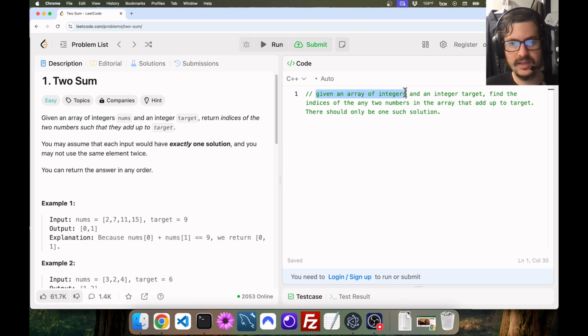Given a list of student data, find the average. Output the average. Then there's additional information: there should only be one such solution. A lot of times, as you're building a project, these only become apparent as you start building the algorithm. But for algorithms like this, we get them right up front. So that's kind of the idea.